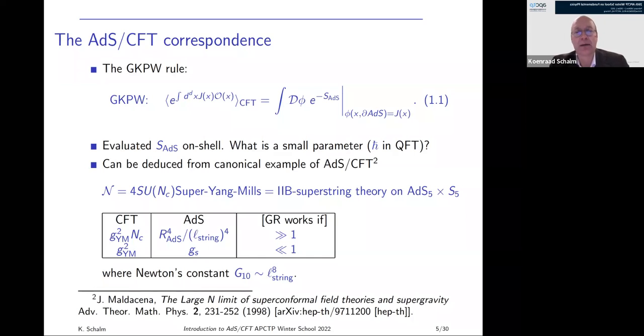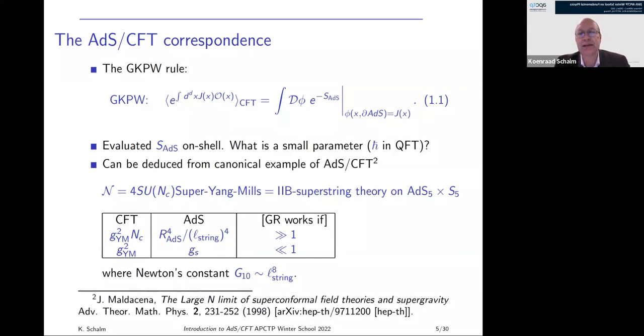But strictly speaking, or not just strictly speaking, in order to justify the saddle point expansion, you need to have a small parameter. In standard quantum field theory, that small parameter is the coupling constant, or h bar, right? That's the loop counting parameter. And it's the loops that give you the correction to the saddle point approximation. So a very good question at this moment is, it's all nice and fine that you evaluated the action on shell, but what actually is the small parameter that controls the saddle point expansion?